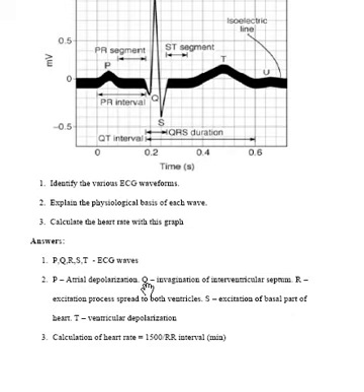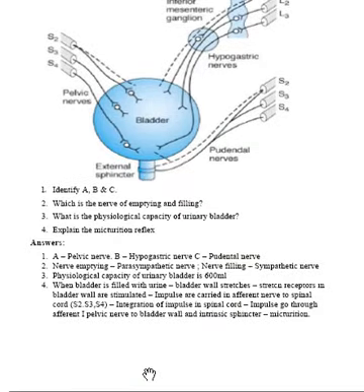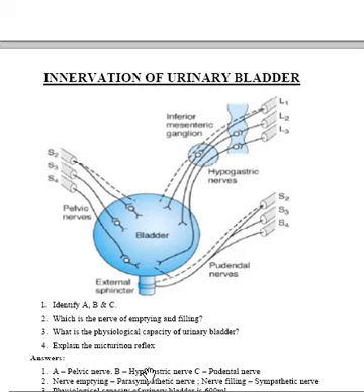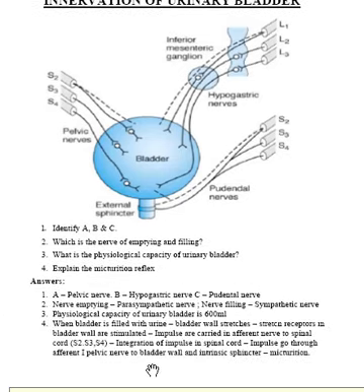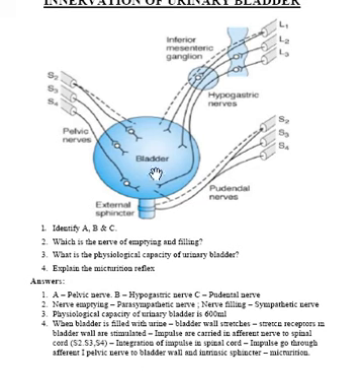Okay, and next we are going to see about the innervation of the urinary bladder. So we have to identify A, B, C. Actually they are not given the A, B, C, so we have to think about this A, B, C like this. Okay, so this A is the pelvic nerve, B is the hypogastric nerve, C is the pudendal nerve, and which is the nerve for emptying and filling. So the nerve for emptying is the parasympathetic and the nerve for filling is the sympathetic nerve.